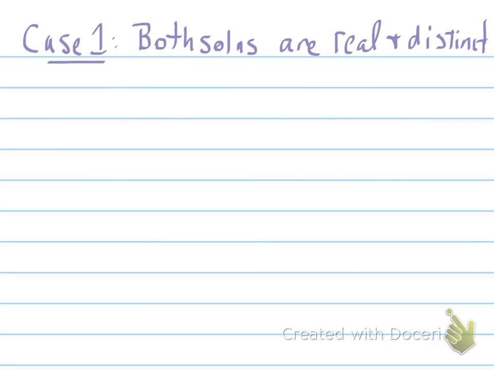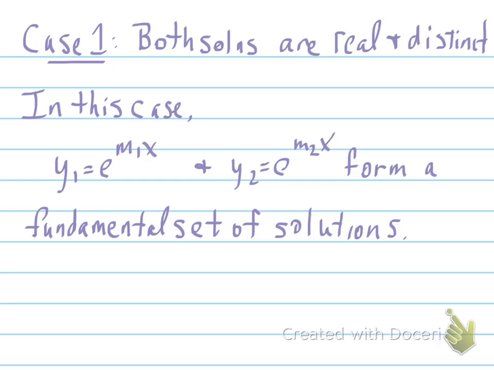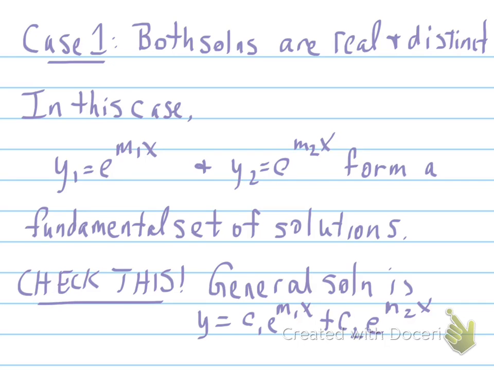We could have both of those roots be real and distinct. And in that case, our two solutions would be y1 equals e to the m1x and y2 equals e to the m2x. So you should check that those form a fundamental set of solutions. So remember, that means you want to check they're both solutions, check that they are linearly independent, and there's two of them, which is the right number for a second order differential equation. So if you confirm that they are indeed a fundamental set of solutions, then the general solution is given by y equals c1 e to the m1x plus c2 e to the m2x.